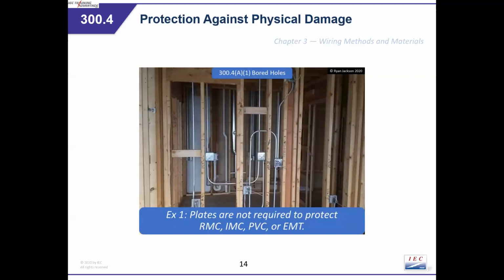So now protection against physical damage. Very important to remember that we have to protect the conductors from physical damage even inside the wall. So plates are not required to protect RMC, IMC, PVC, or EMT. I can't quite figure out the PVC one because a drywaller could still send a screw through the PVC, but I do know that the other three definitely will stop that situation unless the drywaller is really pushing hard on the screws.